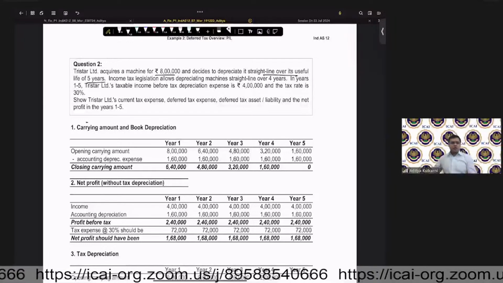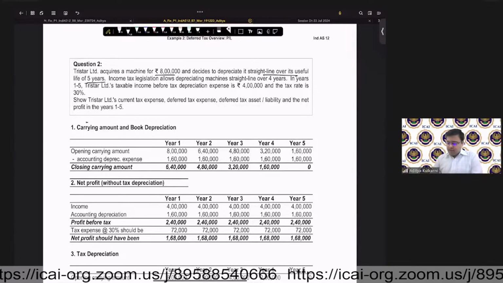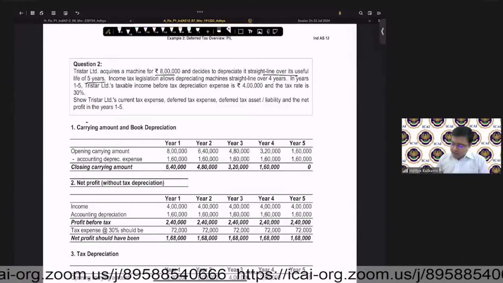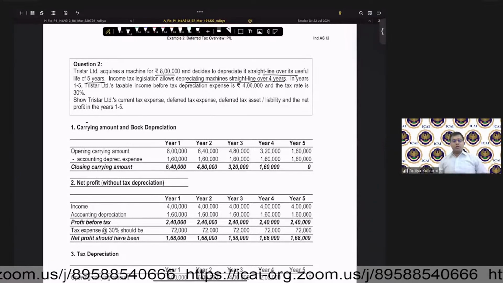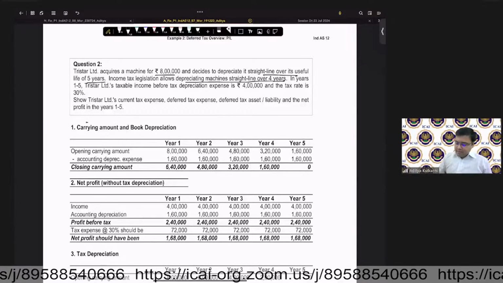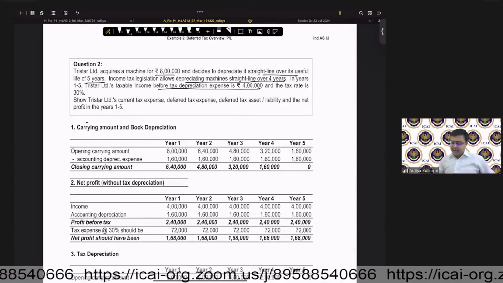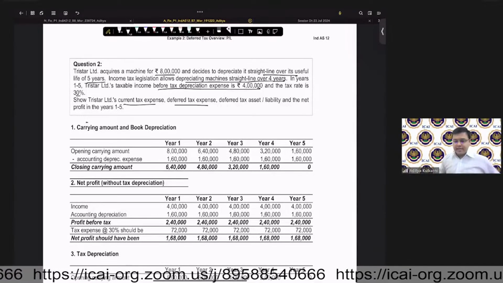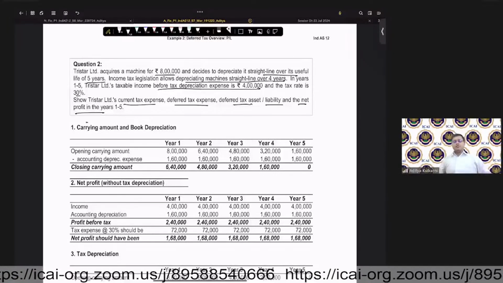All right. So, TriStar acquires a machine for 8 lakhs, decides to depreciate it straight line over the full life of 5 years. IT legislation allows depreciating machines straight line over 4 years. In years 1 to 5, TriStar Limited's taxable income before tax depreciation is 4 lakhs and the tax rate is 30%. Show the current tax expense, deferred tax expense, DTA, DTL, and the net profit in years 1 to 5.